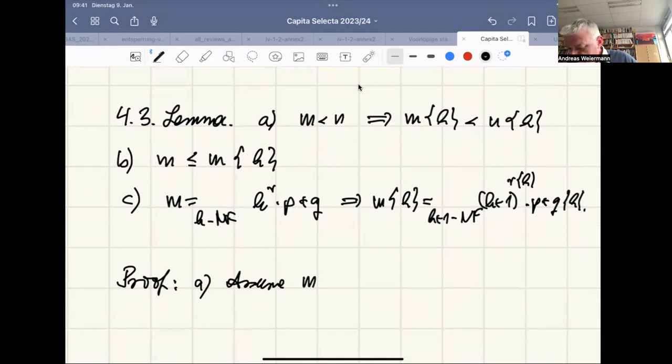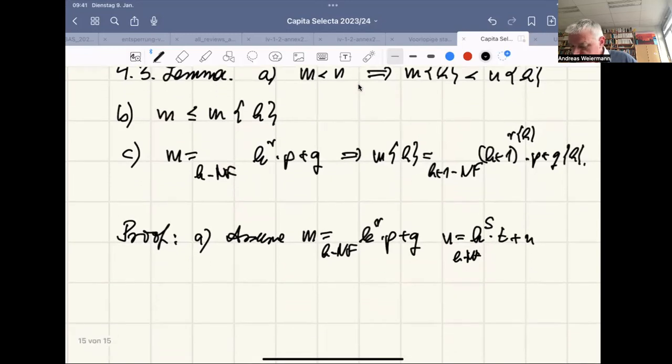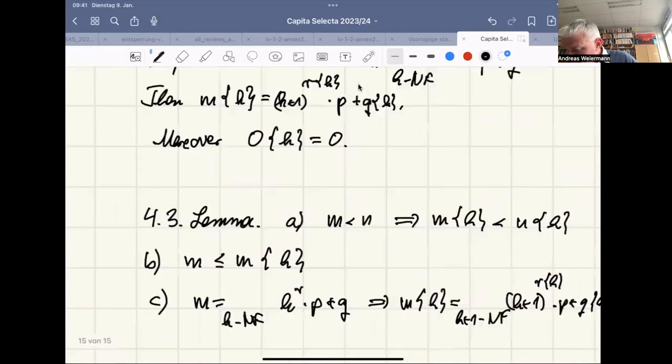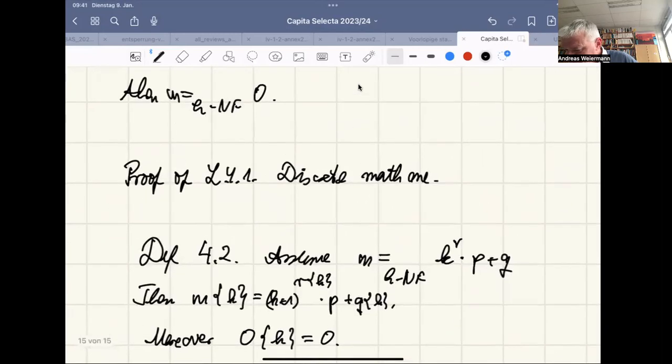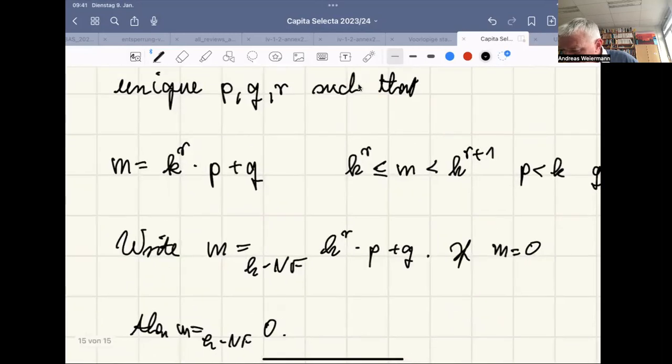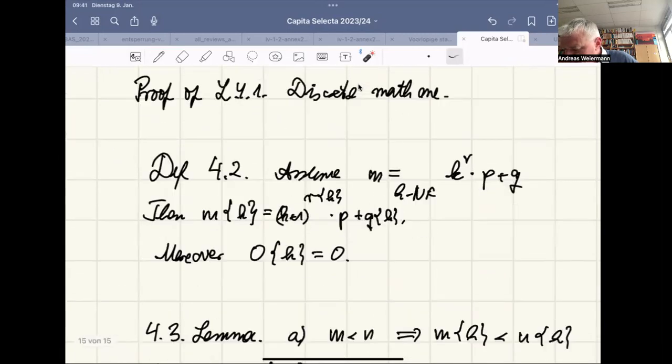We assume m is in k normal form, k to the r times p plus q. n is k to the s times t plus u, k normal form. And okay, what can happen? Well, we have here this property that in base representation, this m is bounded by k to the r plus 1.